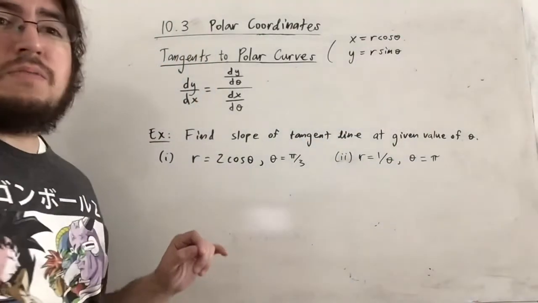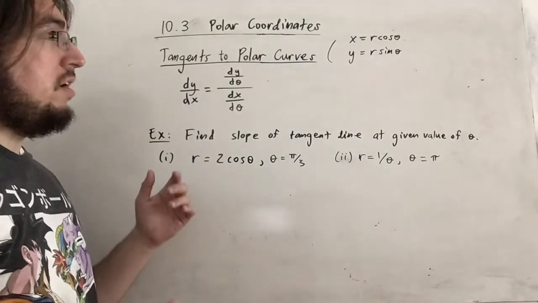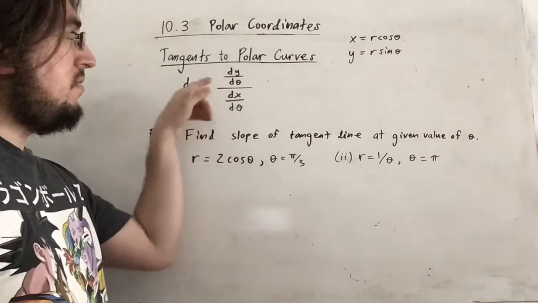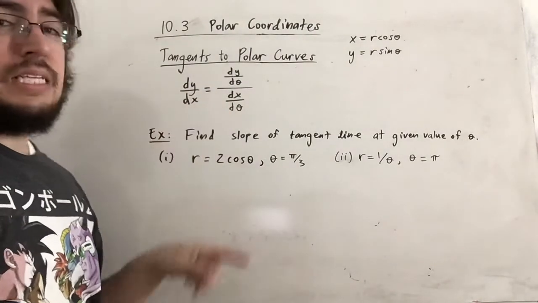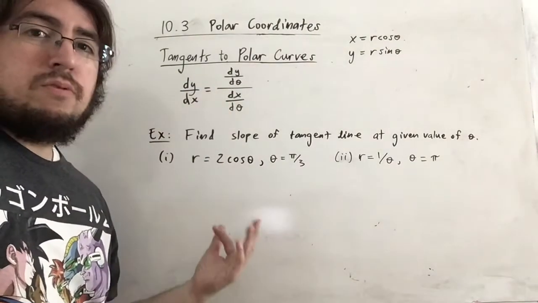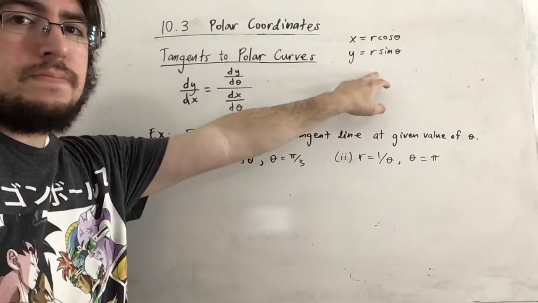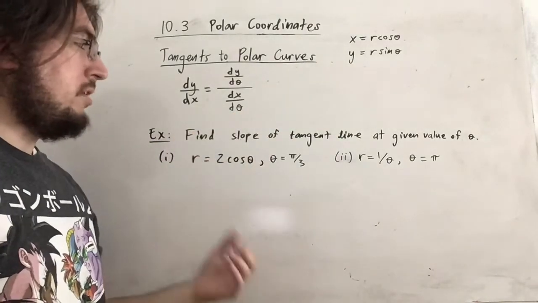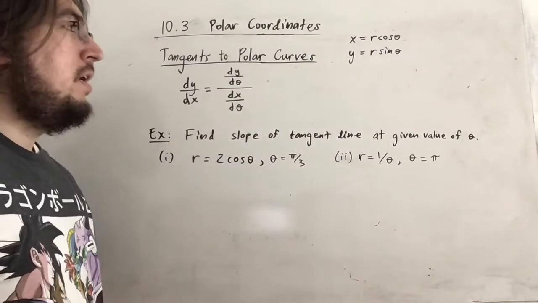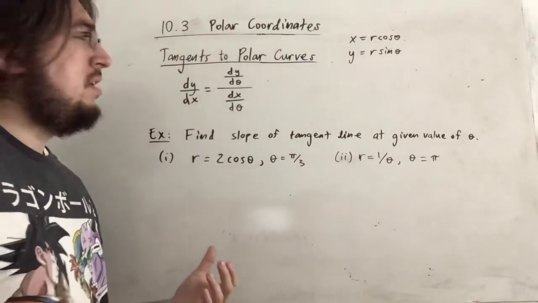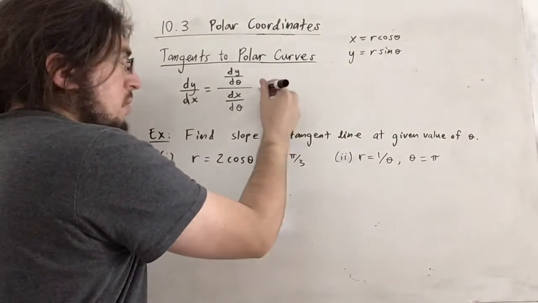Now, it gets a little funny, because if you take the derivatives of each of these to find dy/d theta and dx/d theta, since r is a function of theta, because usually it's r equals something in terms of theta like we have here and here, you have to use the chain rule. In fact, you have to use the product rule. So I'm going to actually show you what they are here.